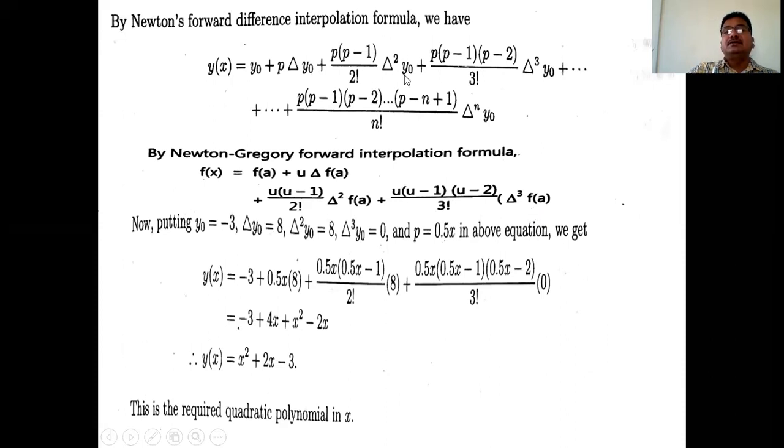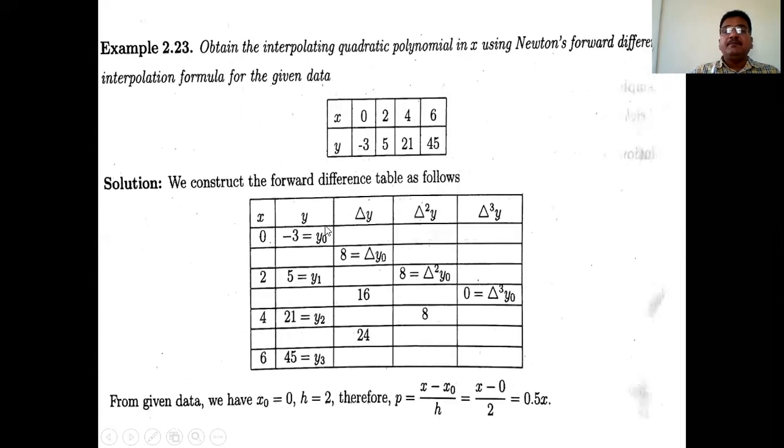So don't write Newton's forward difference interpolation formula in any other form. So this is our forward interpolation formula, and then substitute the values. So what is f of a? In this notation, y naught means f of a. This f of a is minus 3. Then u is 0.5x, u into delta f of a. So what is delta f of a? This is delta f of a. This is delta square f of a. This is delta cube f of a.